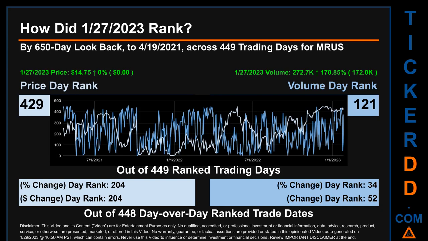The price's day-over-day percentage change, jumping 0% on January 27, 2023, had a day rank of 204, while its dollar difference of $0 had a rank of 204 when compared day over day across 448 trading days. Volume's percentage change and difference were ranked respectively at 34 and 52.